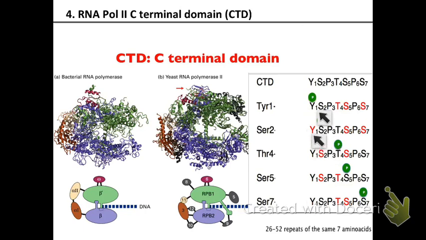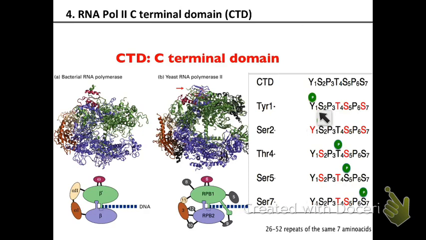So what you can see here is a phosphorylation of serine 2. There's a threonine phosphorylation, serine 5 phosphorylation, and serine 7 phosphorylation. So the C-terminal domain has several phosphorylations on it. So the researchers asked then, what is the function of these phosphorylations, right?